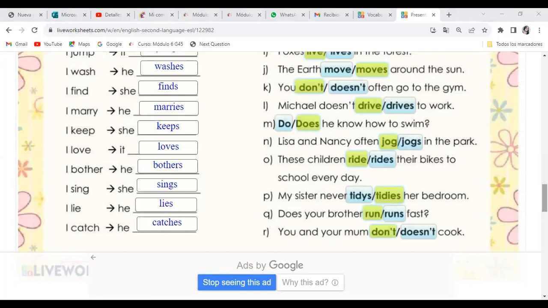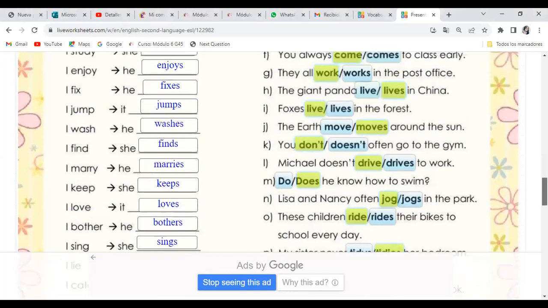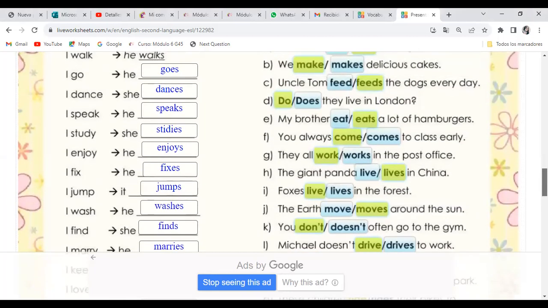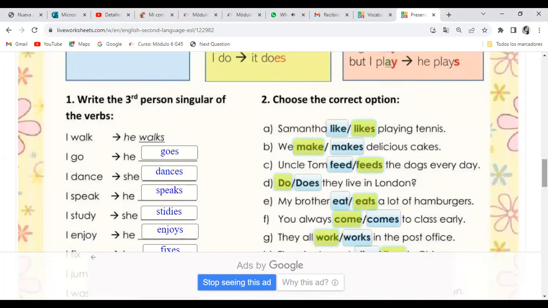Bueno, ¿cuál es la relevancia de este ejercicio, chicos? La relevancia de este ejercicio es que ustedes sepan conjugar un verbo de manera correcta para que ustedes puedan presentar a alguien. Recuerden que en el foro de integración ustedes tienen que presentar a alguien y para eso tienen que utilizar verbos conjugados ya sea en afirmativo o en negativo en tercera persona. Y recuerden que cuando yo digo tercera persona me estoy refiriendo a he, she or it.